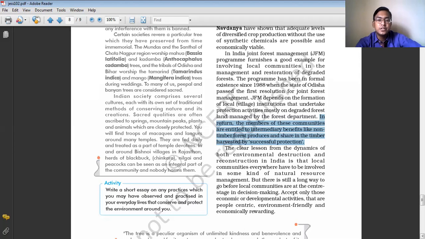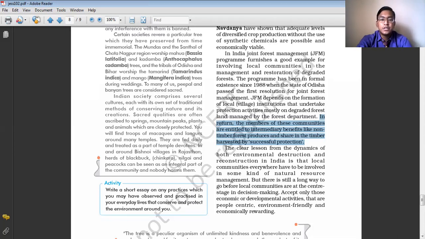So the joint forest management program is a successful one in our country, and almost all the states are now following this method to conserve and protect the forest and the wildlife resources of our country. Basically, this entire chapter mainly discusses the importance of the forest and the wildlife resources, why they have got depleted, and how they can be conserved.